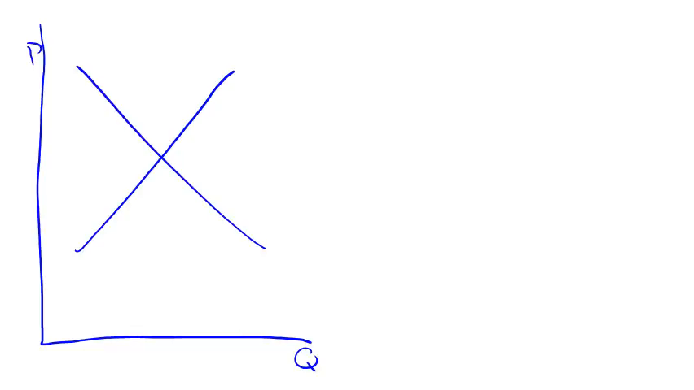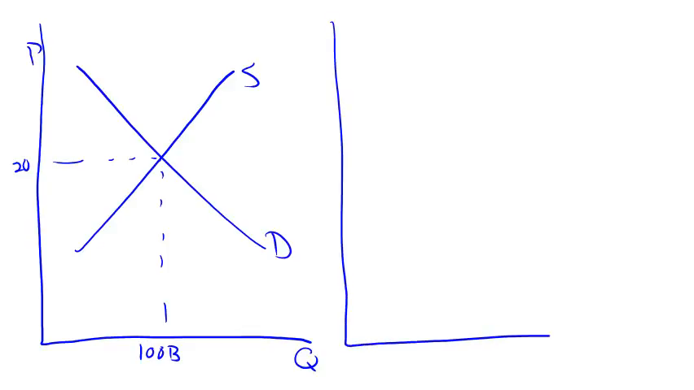Now let's look at what happens when a perfectly competitive market starts in long-run equilibrium and demand decreases. We'll start with a graph for the market. Demand, supply, let's say again the equilibrium price is 20 initially, and the equilibrium quantity is 100 billion initially. Next to that, we're going to do the graph for the firm.